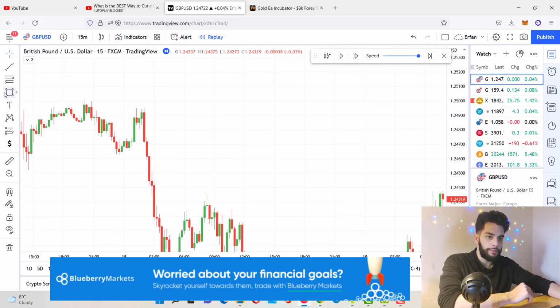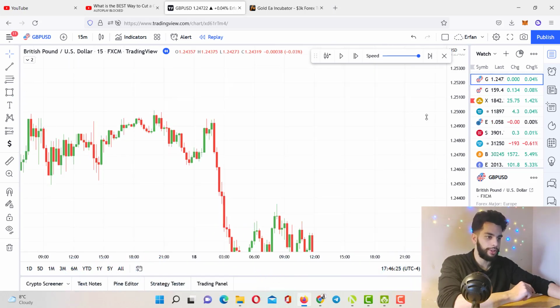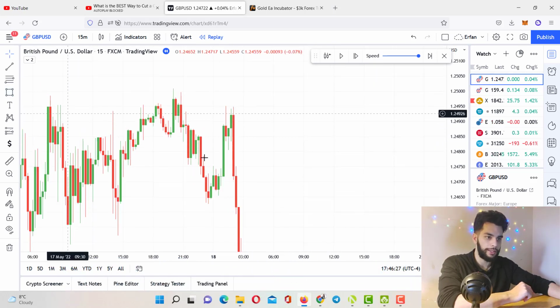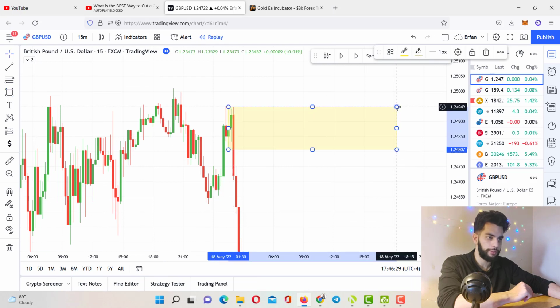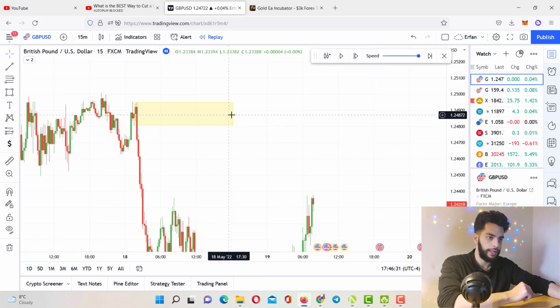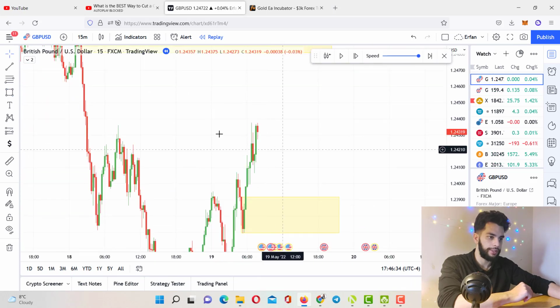And for a high probability supply zone, we look for the last bullish candles, which in this case there are two bullish candles back to back. We take it from here to here and we extend it. You see that it's exactly in the middle.